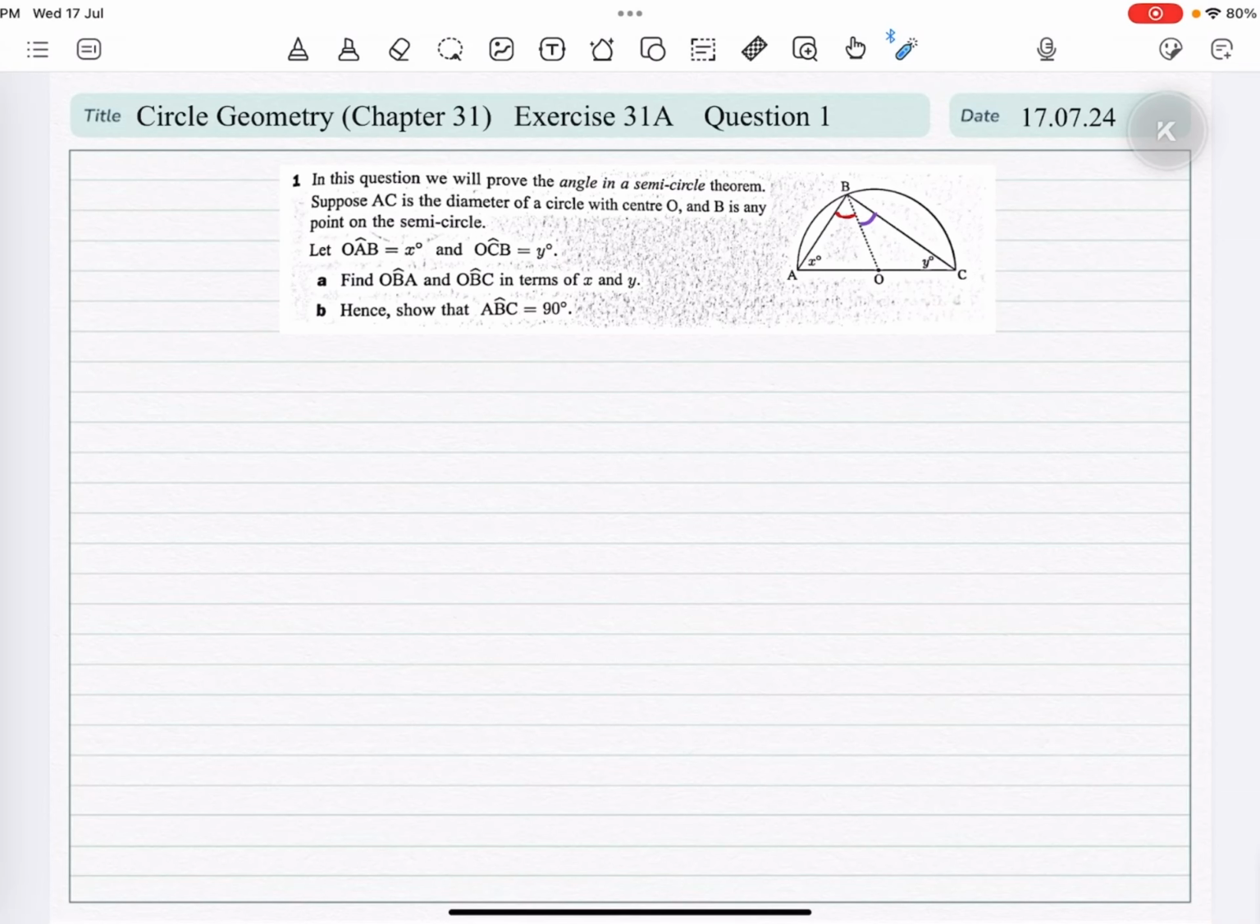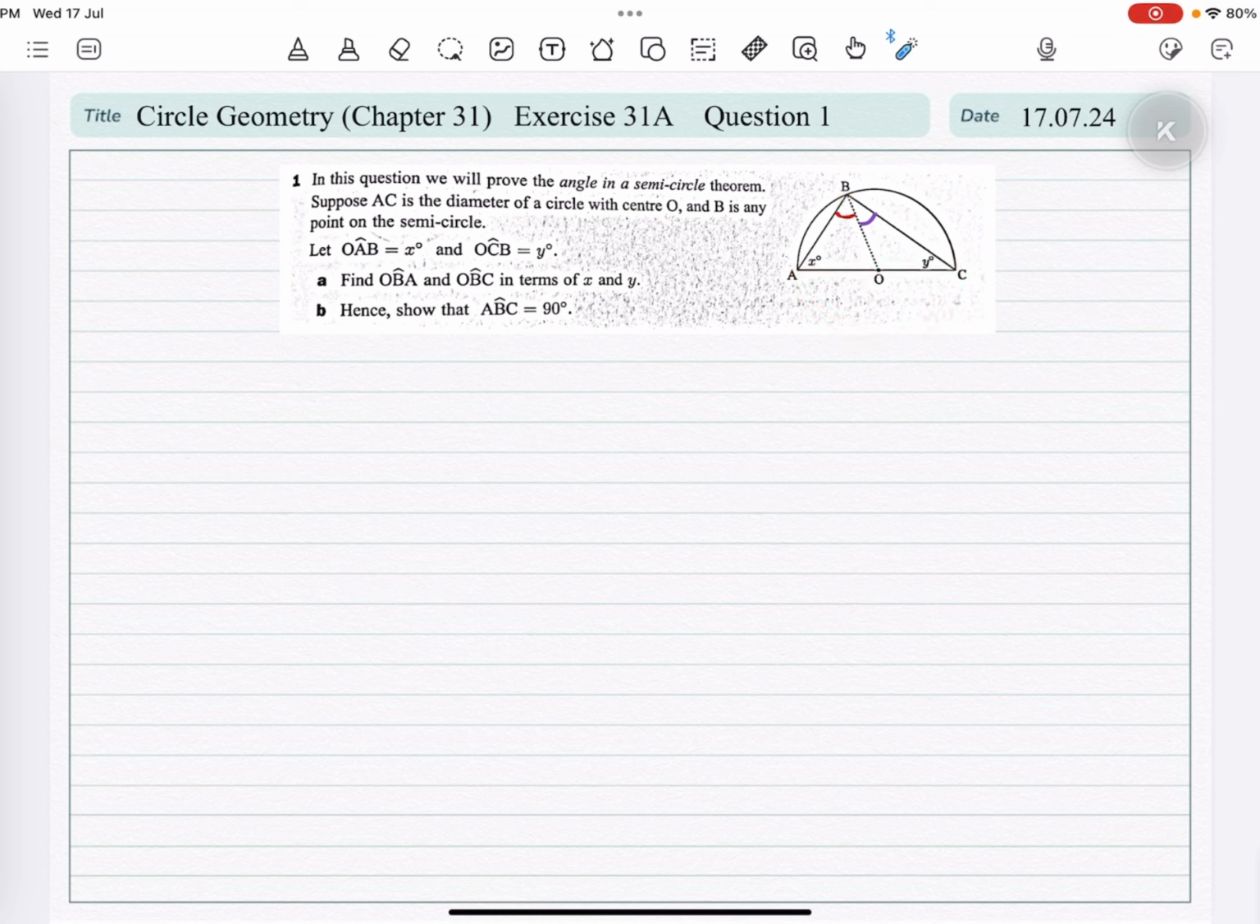Hello everyone, so today we're going to be dealing with circle geometry, chapter 31, exercise 31a, question number 1. This question is saying that we have to prove the angle in a semicircle theorem. And in this question we have to assume that in this circle, AB is the diameter, O is the center of the circle, and C is a point on the circle.